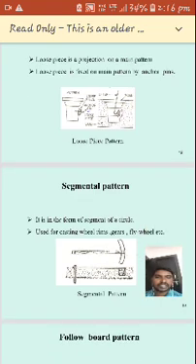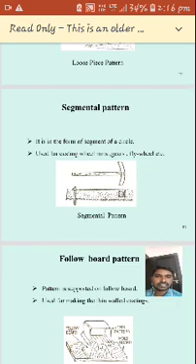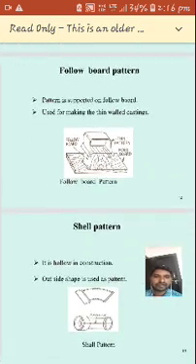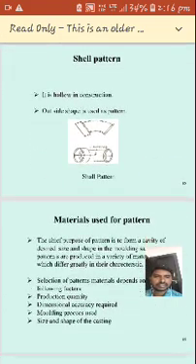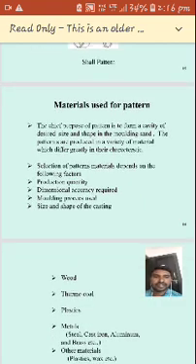And the next is the segmental pattern, in the form of segments of circles. It is used for making rims, gears, and flywheels. Then follow board pattern and shell patterns. These are the various types of patterns used in the foundry. And then next, materials used for the pattern. What are the materials used for making patterns?